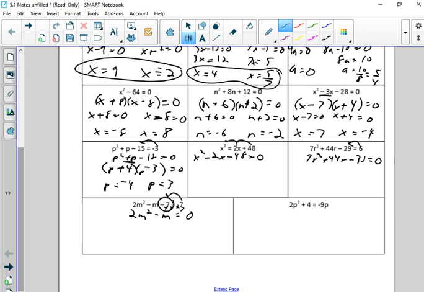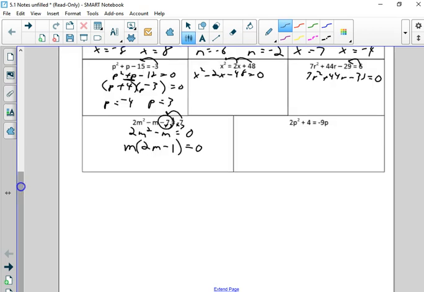Okay, on this one now, all you can take out is an m. It's a GCF problem. So you're going to take an m out and get 2m minus, remember, this is not nothing, it's 1. Now remember, this is simple. This is just m equals 0. Done. 2m minus 1 equals 0. Add 1. Divide by 2.